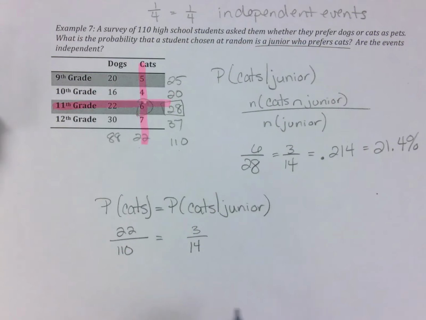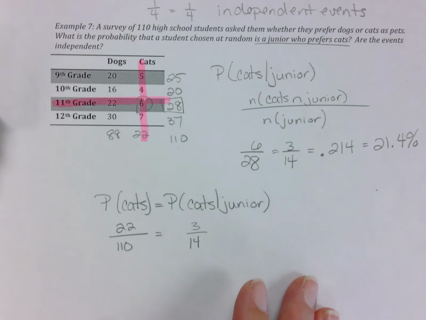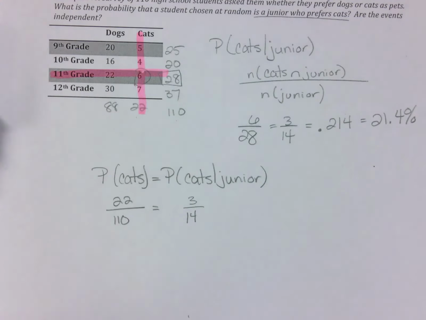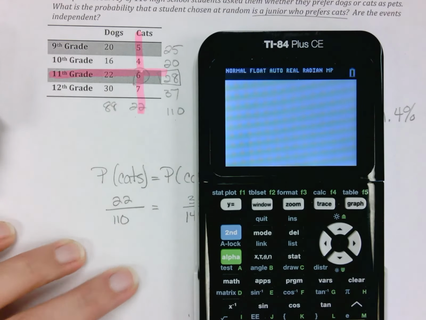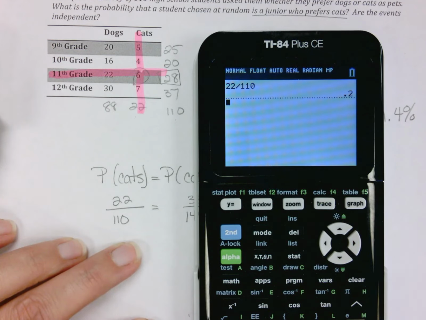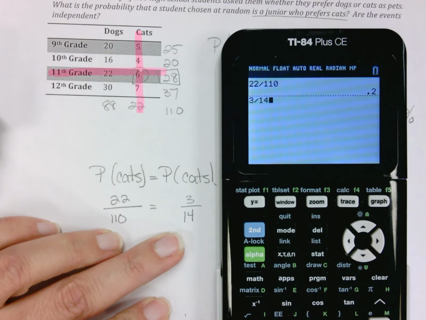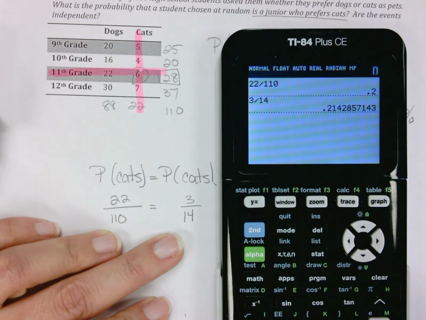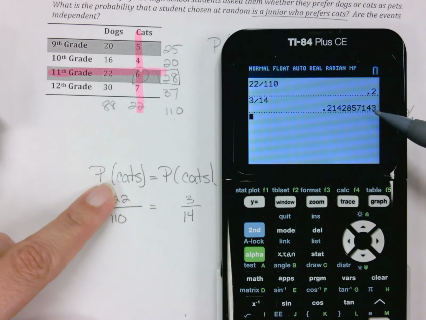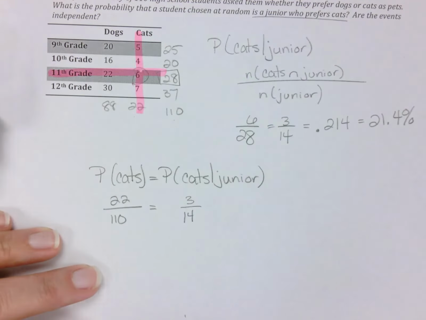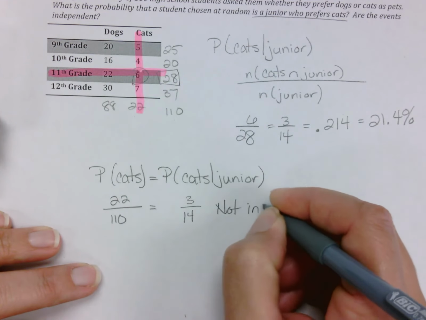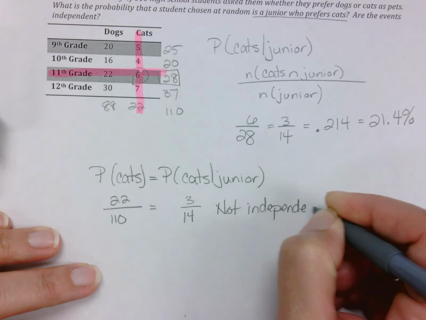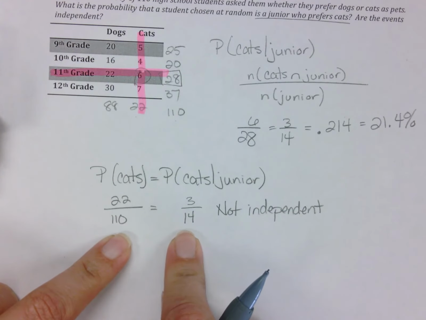There's a couple of different ways you can check to see if these two fractions actually equal one another. I like to just do it as a pair of decimals. I like to say 22 divided by 110 is 0.2, and 3 divided by 14 is not 0.2. These are not exactly the same. They're a little bit different. And so going by the rule that we have, saying that these two things have to equal one another, we would say that these are not independent. Remember, for them to be independent, we need to make sure that the two parts of our problem are equal to one another.